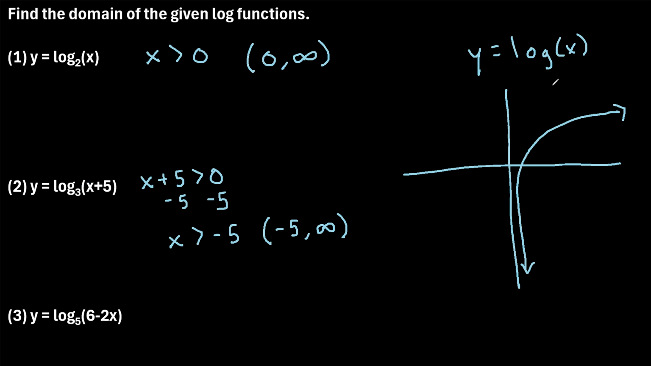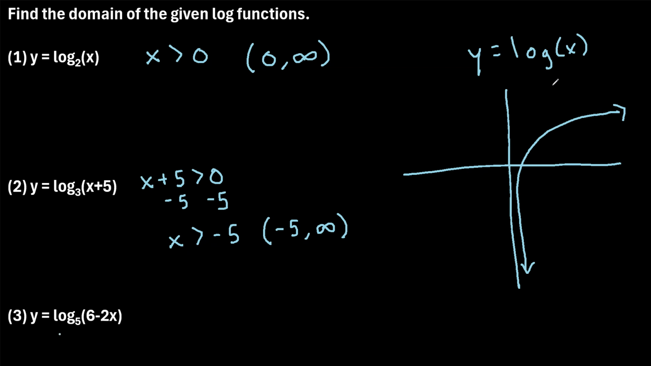But if we put in something less than negative 5, like a negative 10 right here, we would get negative 10 plus 5, which is negative 5. Now, the log base 3 of negative 5 is not a real number, so it wouldn't produce a valid output for y. So that's our answer for this one. x has to be greater than negative 5.